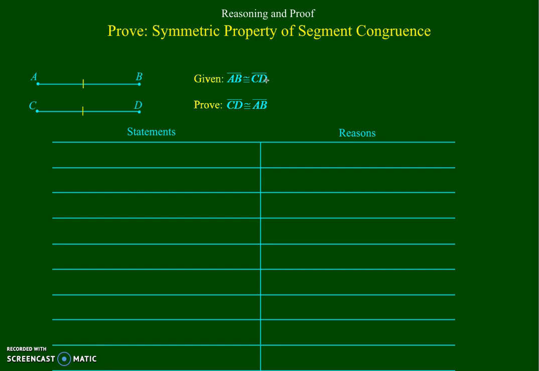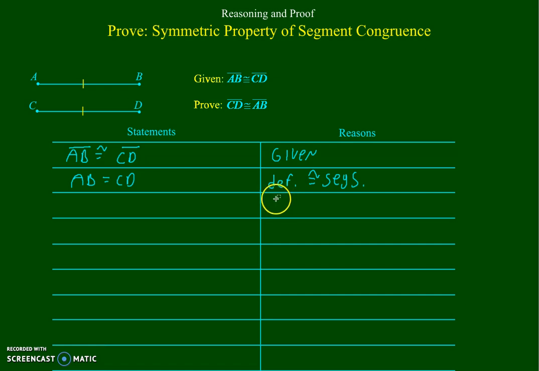So let's begin. As usual, I'm going to write down my given. Now I had said that because these two are congruent, that tells me that the lengths of these segments are equal. So that's going to be my next statement. I'm going to say that AB equals CD, and that's the definition of congruent segments. So because I know the definition of congruent segments, I can write the length of AB is equal to the length of CD. Now I have to get the CD on the left and the AB on the right.